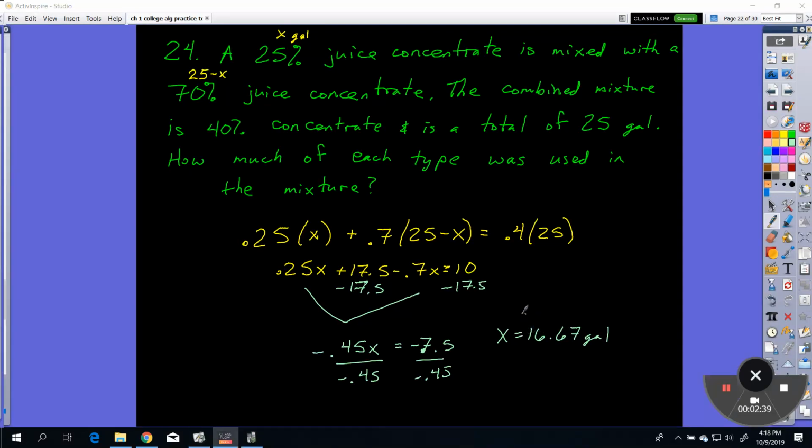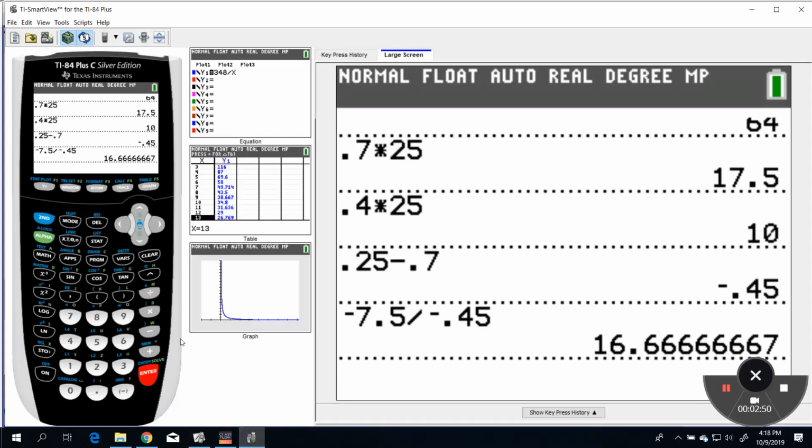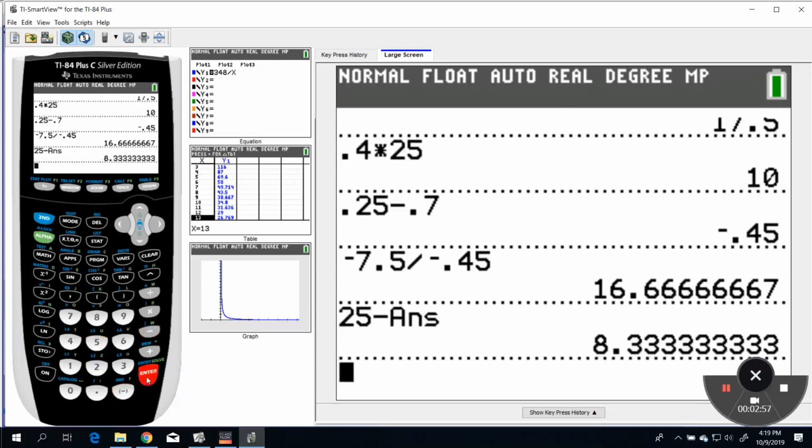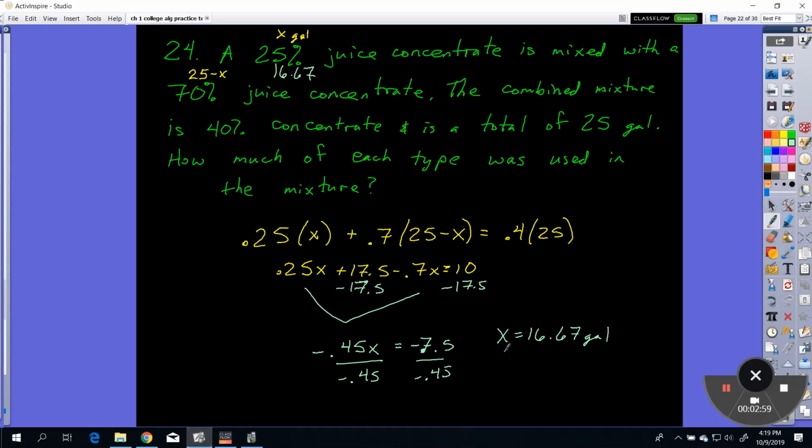So now to figure out how much the other one was, so that's the 25% with 16.67 gallons. To figure out the other, I can just go 25 minus that. So 25 minus my previous answer is 8.3. So this is 8.33 gallons. So those are my answers. 25% was 16.67 and the other was 8.33.